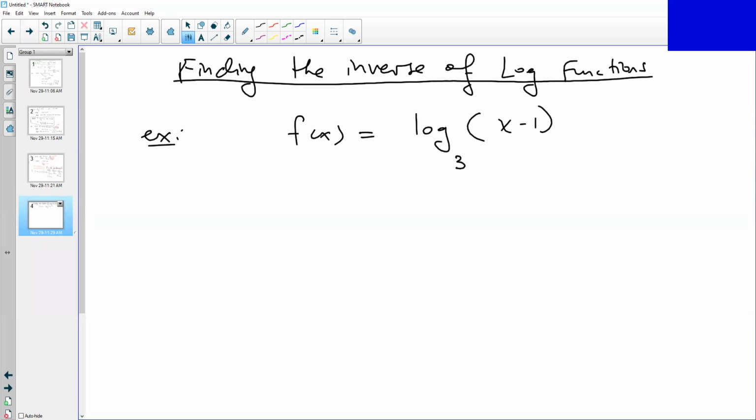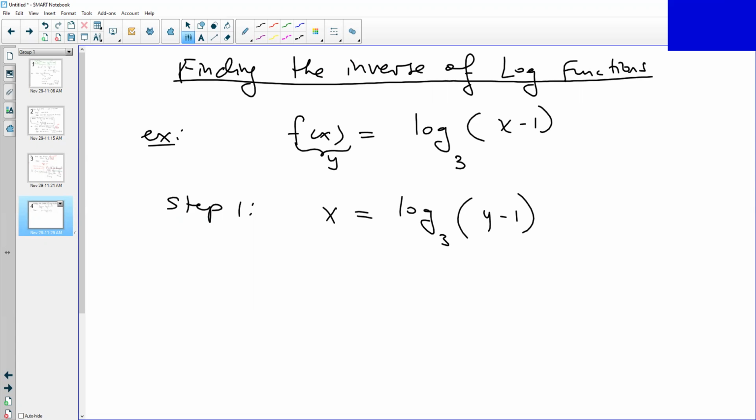So to compute the inverse of just like a general function, we have these general steps. Step 1 was replacing each x with y and replacing y with each x. That was the first step. And f of x is y. So step 1, replace each x with y and y with x. So this is going to be x equal to log base 3 of y minus 1.